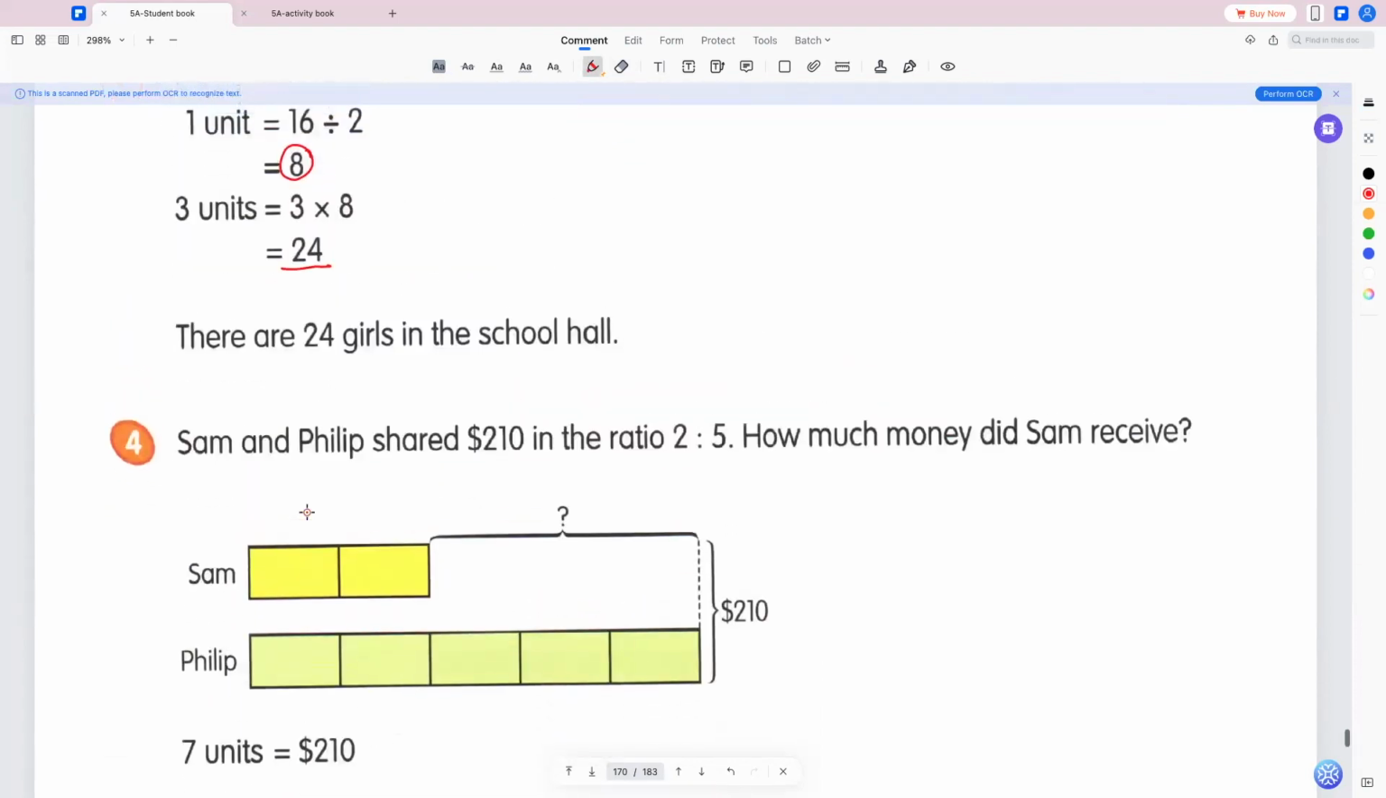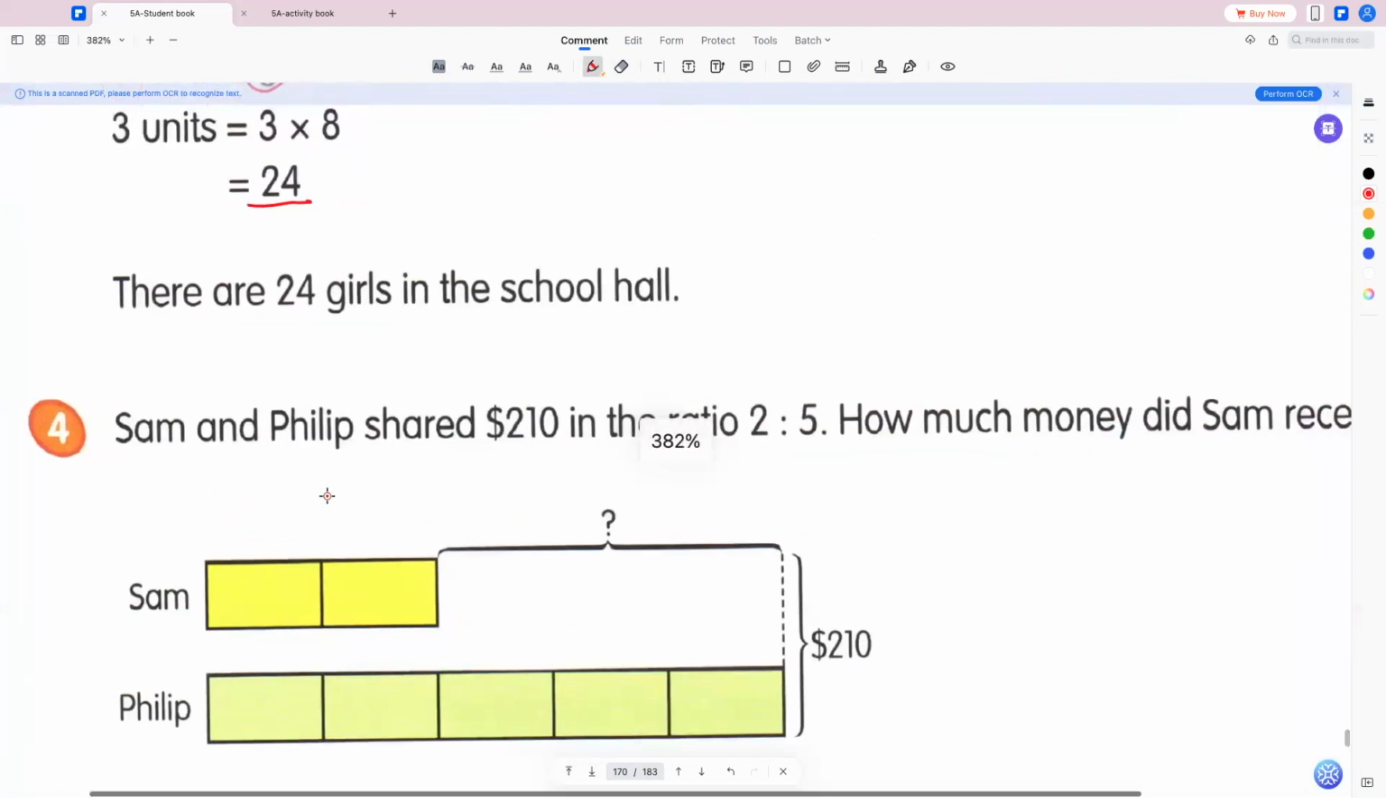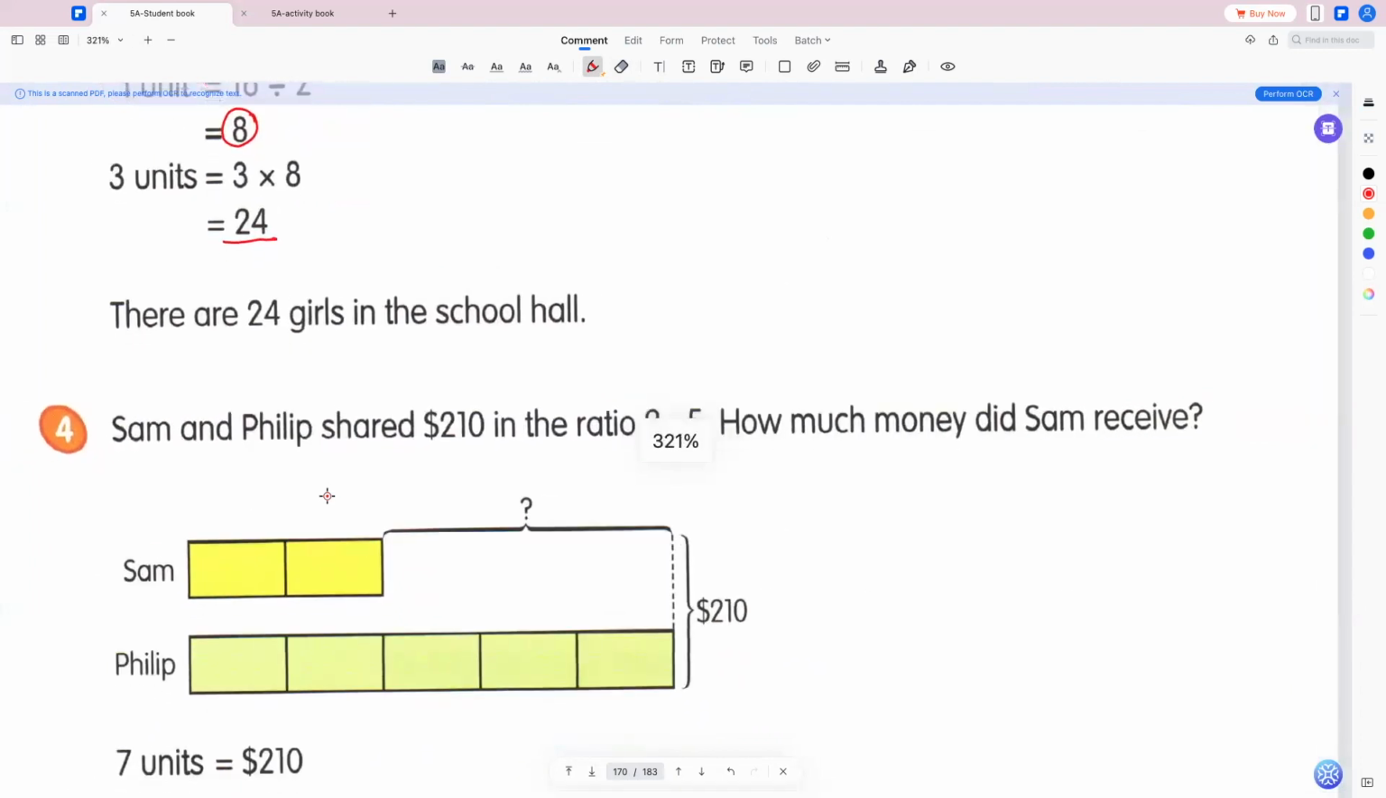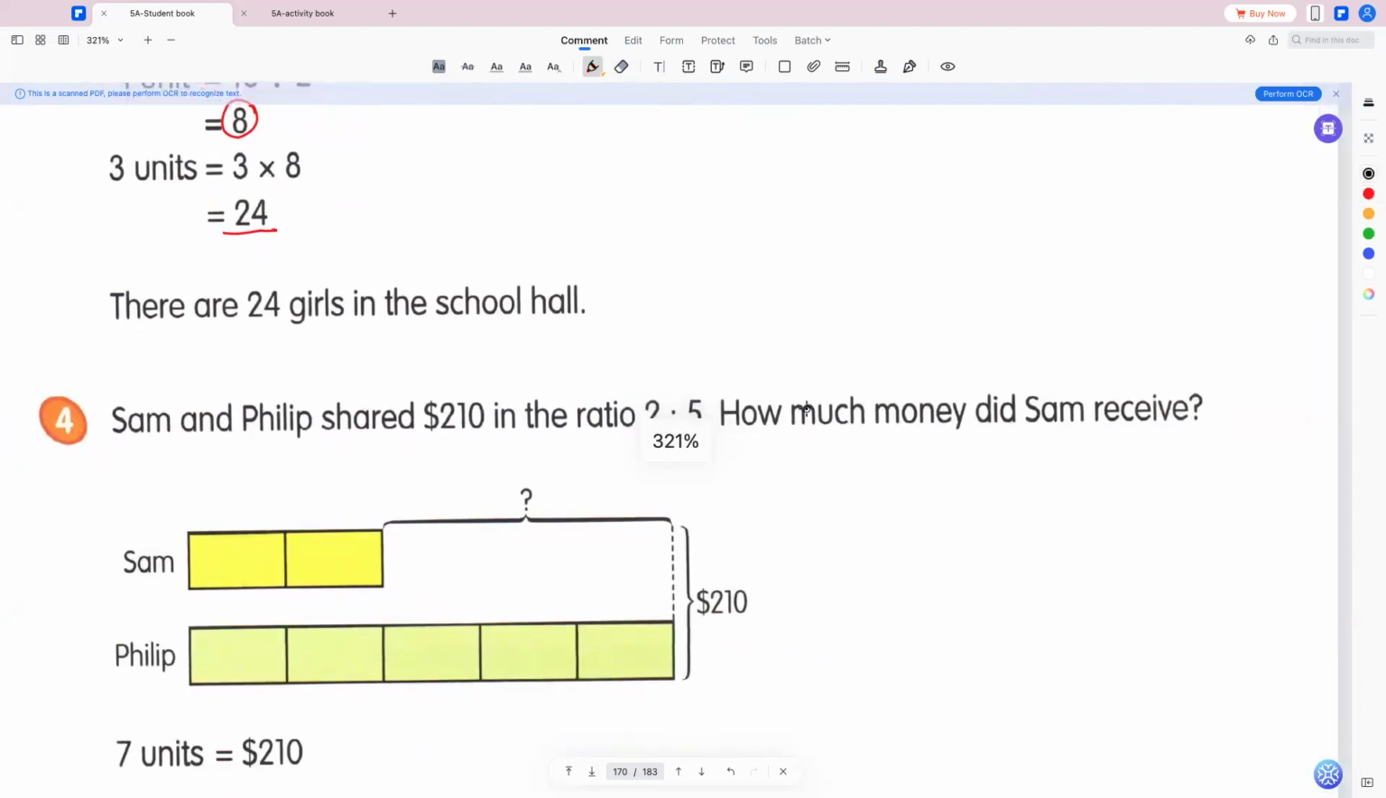Okay, let's take a look at this question over here. Very similar, but a little bit different. And we'll take a look at how so. But we're still following the same diagram, and it's the same process. So Sam and Philip share $210, okay? In the ratio of 2 to 5, okay? How much money did Sam receive? So for every $2 Sam gets, Philip gets $5.